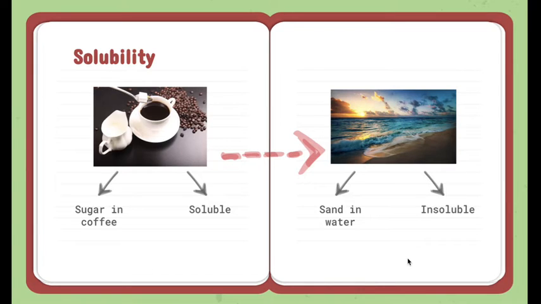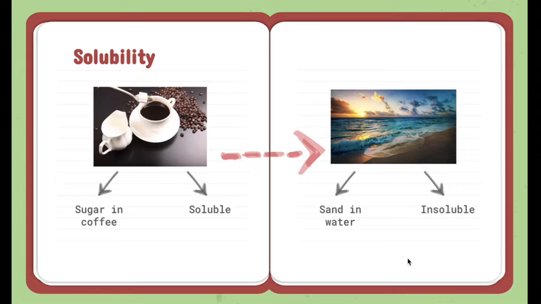The next property is solubility. Solubility is a substance's ability to dissolve. So if it can dissolve, it is considered to be a soluble object, and if it can't dissolve, it is considered to be insoluble. So the solute is the thing that actually dissolves, and the solvent is the thing that does the dissolving. So one example would be putting sugar in your coffee.